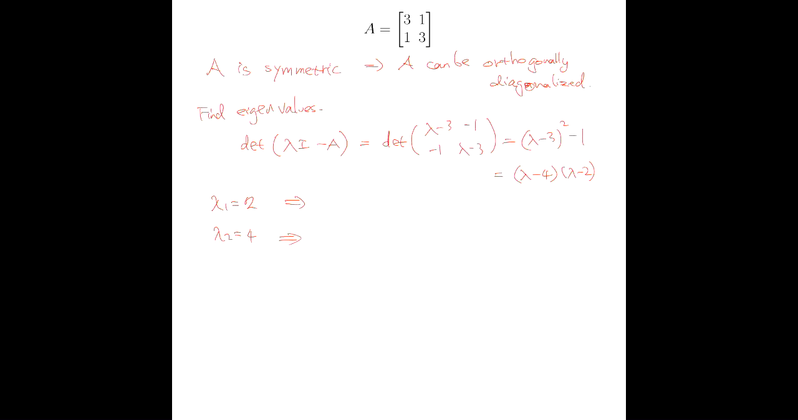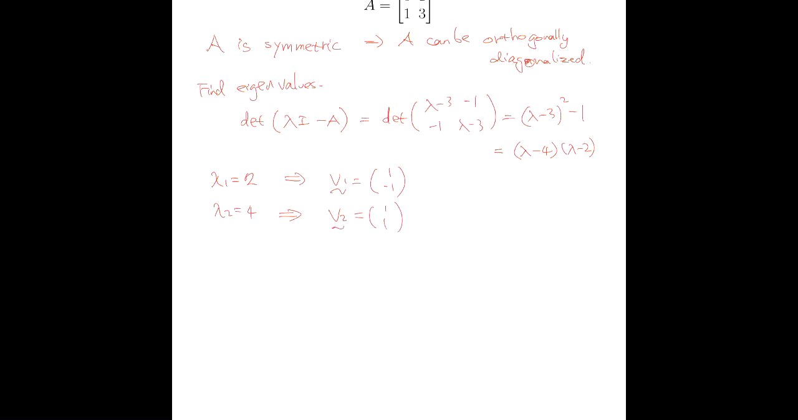Yeah. So I just write down. For this eigenvalue lambda 1 equal to 2, you can easily find the eigenvector is just (1, -1). And corresponding to lambda 2, the eigenvector is just (1, 1). Okay, so this example is simple.